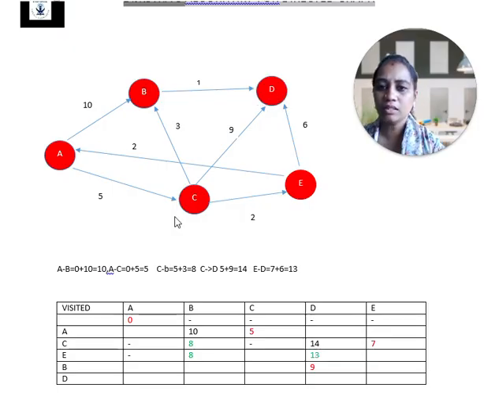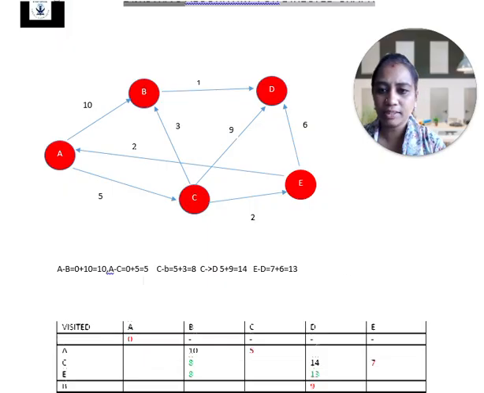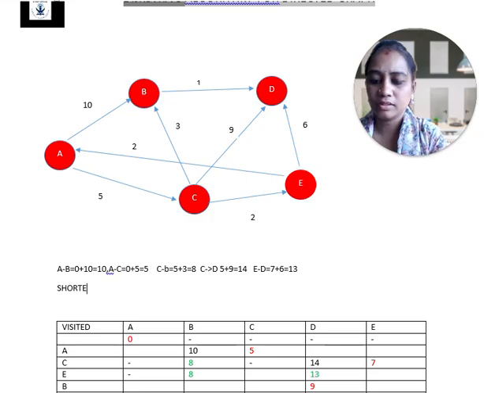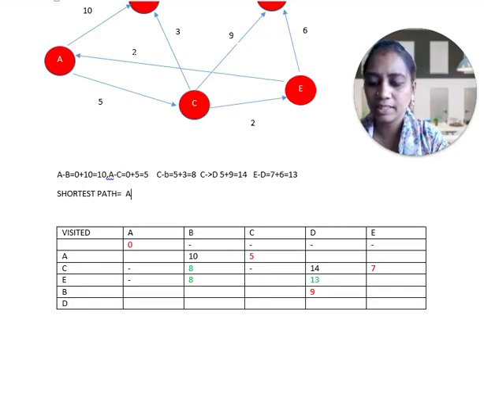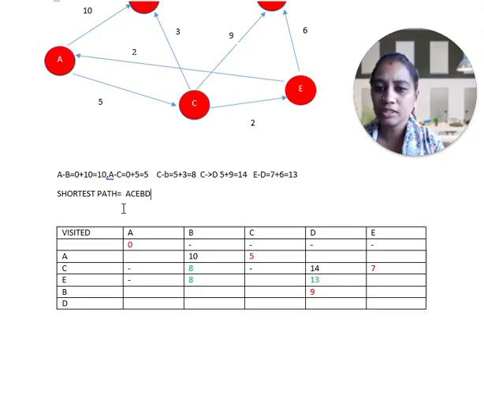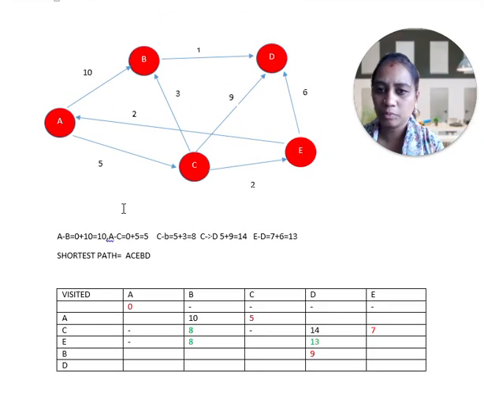So check whether all the nodes are visited. If any node is left out, then we have to calculate. Here in our case all the nodes are visited, right? So now it is done. The next step is to write the shortest path. After calculating, I'll write the shortest path. So which is the shortest path? Here you come to this table: ACEBD. So this will be the shortest path for reaching this network.